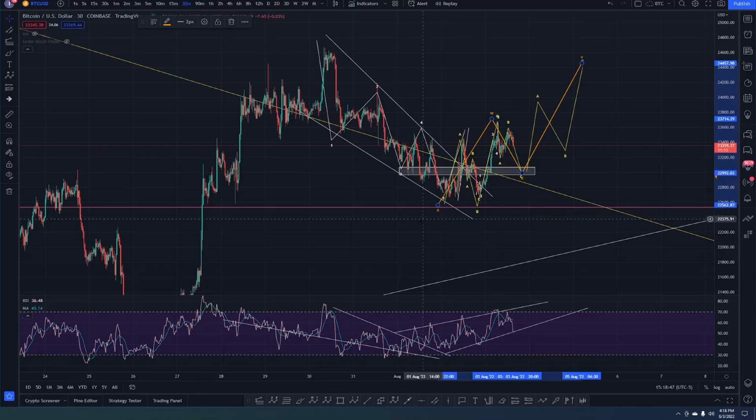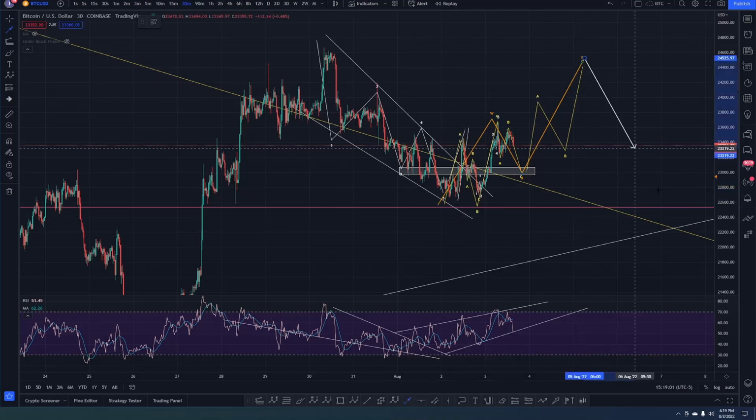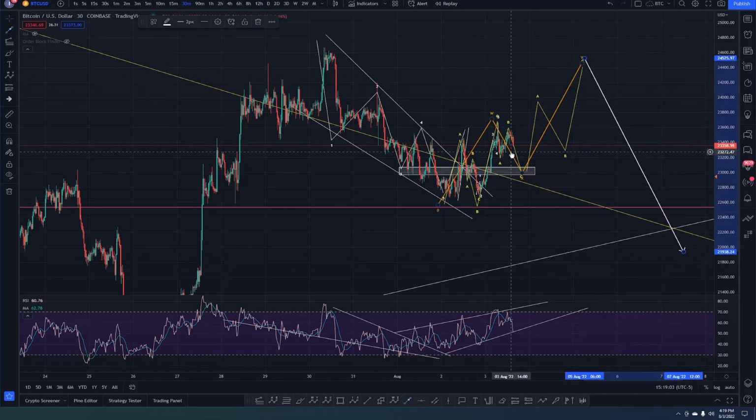So this could become very complex. It doesn't have to pump and spike those highs as we talked about in that idea. It doesn't have to do that. We could have a move where it just goes up in 3 waves, and then we have rejection off of that area, and we go down for another 5 waves.